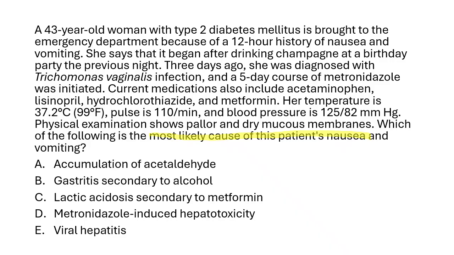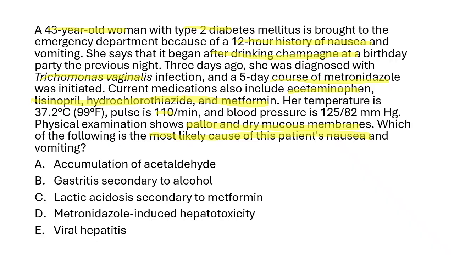So we have a 43-year-old woman with type 2 diabetes, coming in with 12 hours of acute nausea and vomiting that began after drinking champagne at a birthday party the previous night. Three days ago, she was diagnosed with trichomonas vaginalis and treated with metronidazole. These are her other medications here. Vitals are a little tachy, but otherwise not too bad. Some pallor and some dry mucous membranes.